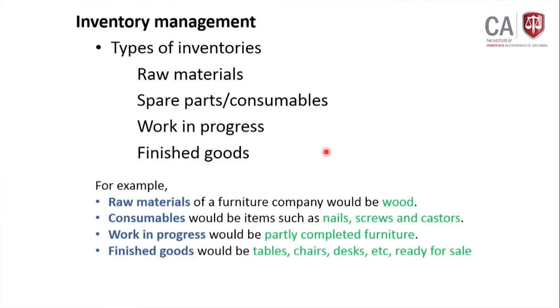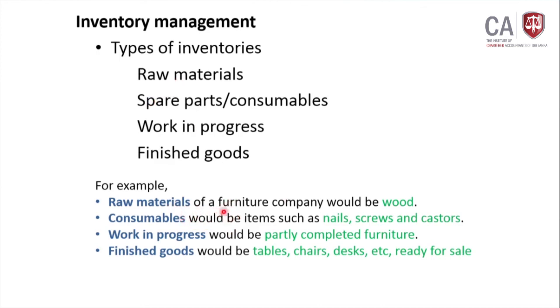Types of inventories. What are the types of inventories available in your organization? Raw materials, spare parts, consumables, work in progress, and finished goods. These things will be very clear to you when we take an example. What are raw materials?